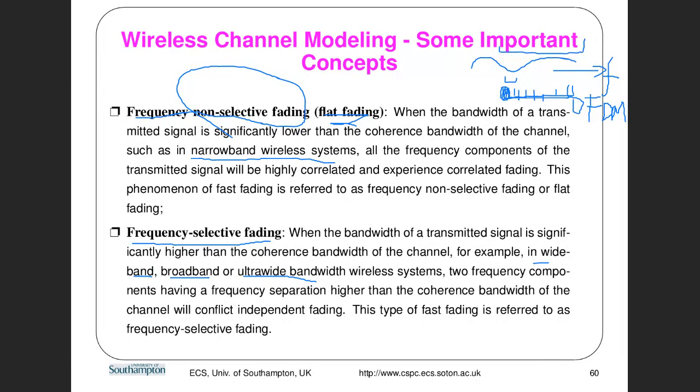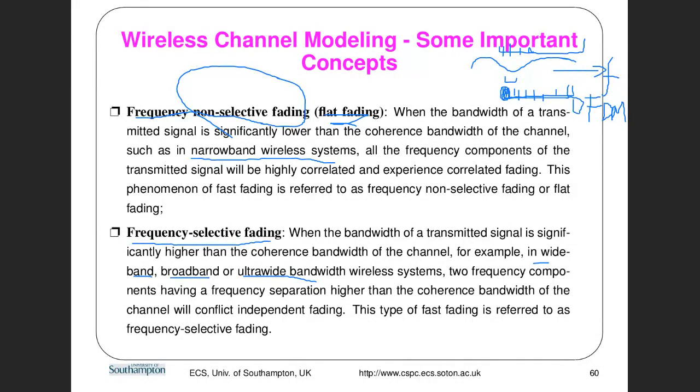However, when the signal bandwidth is really wide, the fading would be different over different frequency ranges, over every small portion of the signal bandwidth. That would cause a detrimental effect. OFDM helps by dividing that bandwidth into small sub-channels, and each sub-channel is narrow band.